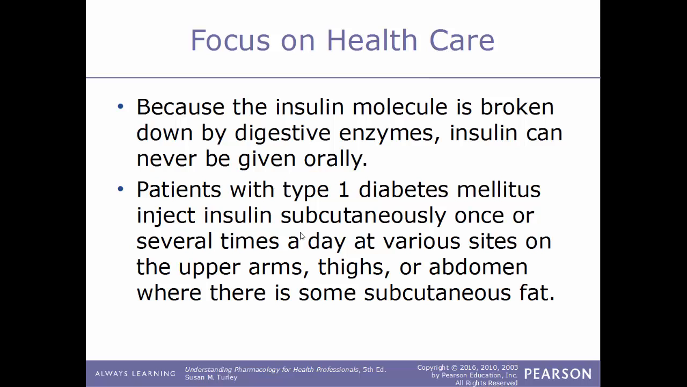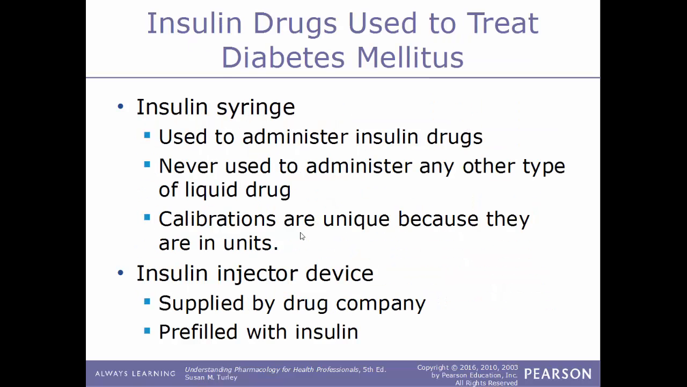Now, patients with type 1 diabetes mellitus inject insulin subcutaneously once or sometimes several times a day at various sites on the upper arms and the thighs or the abdomen where there is subcutaneous fat. For patients who need to take insulin injections, they need to use a special insulin syringe. These are only used to administer insulin drugs. They can never be used for any other type of liquid drug, because the calibrations on the side of the syringe are in units, which are used to measure insulin.